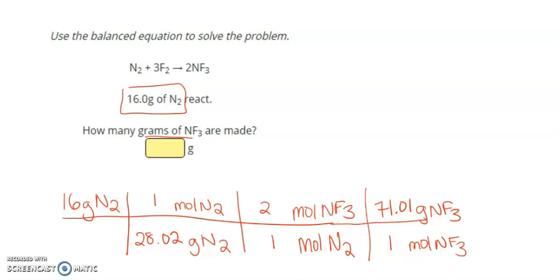My numbers are all filled in. I'm going to cancel units that are on the top and the bottom to make sure that I get the units I want. I'm left with grams NF3, and that's what I want. So I can punch this in my calculator. 16 times 1 times 2 times 71.01 divided by 28.02 divided by 1 divided by 1. Enter, and that'll get me my answer. And my answer is 81.09, it rounds up to 81.1 grams of NF3.